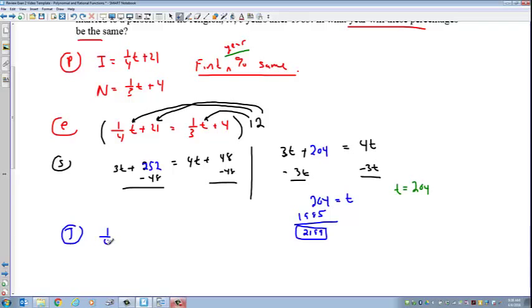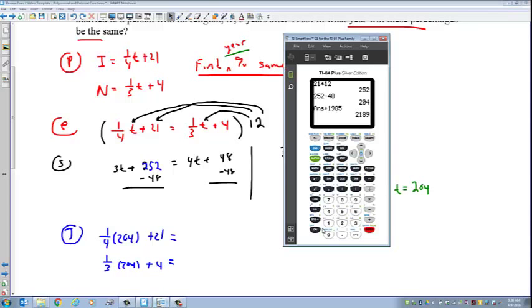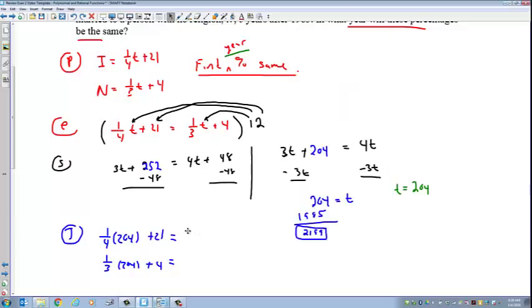So if you take 1/4 times 204 and you add 21, you're going to get a number out. Versus if you take 1/3 times 204 plus 4, you'll get another number out. And we can do these on our calculator. So 1 divided by 4 times 204 plus 21, and that's equal to 72. So right here, you could put 72, which means this better be 72, otherwise I did this problem wrong.